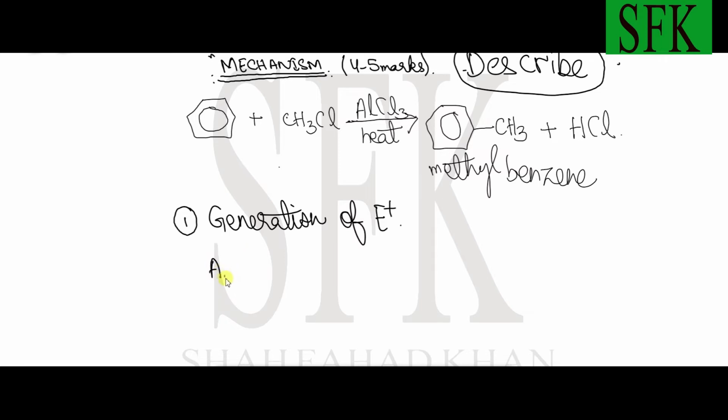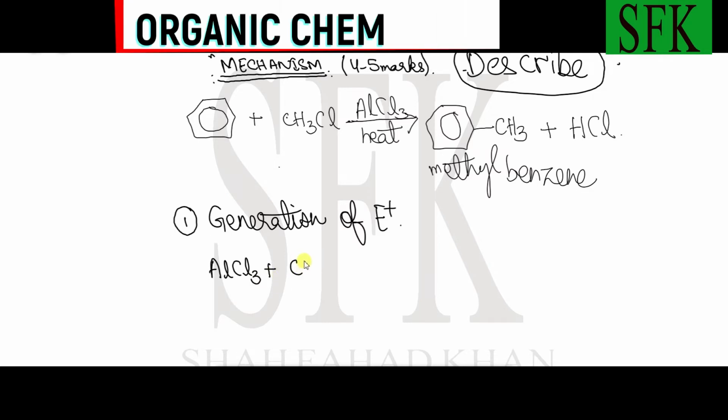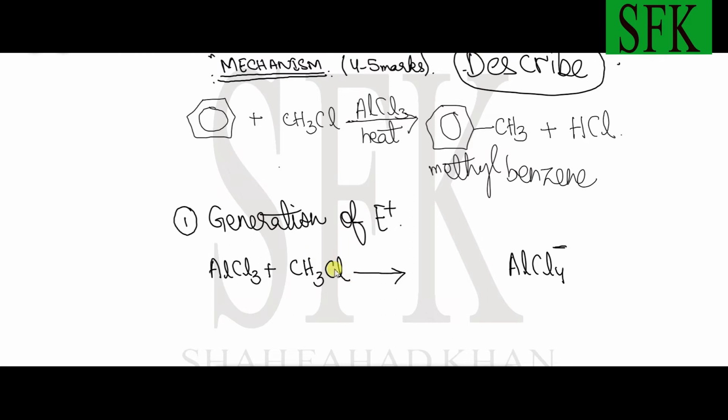Now, how to generate the electrophile? Basically, the AlCl3 catalyst helps in the generation of the electrophile. It combines with the CH3Cl, the alkyl halide, forming AlCl4 negative. Basically, it removes the chlorine atom from the alkyl halide and forms the carbocation CH3 positive. This CH3 positive is our electrophile.